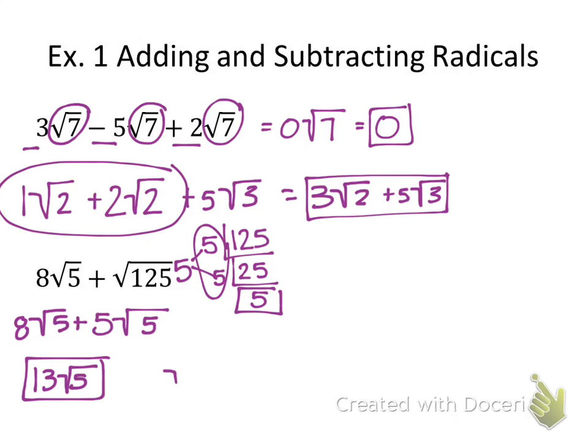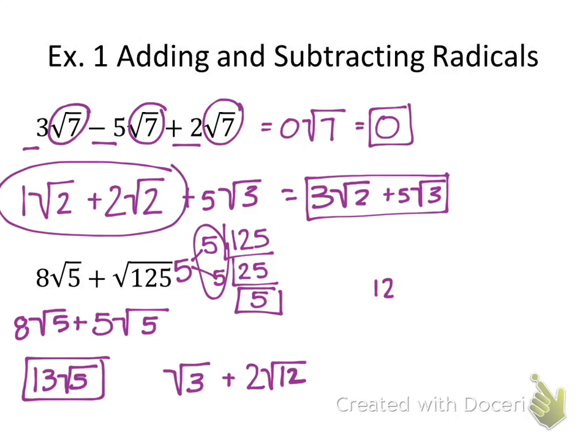Let's do this one. Square root of 3 plus 2 times the square root of 12. What would I have to do? Oh, I don't know why that didn't show up. Okay, what would I have to do first? I need to simplify the square root of 12.